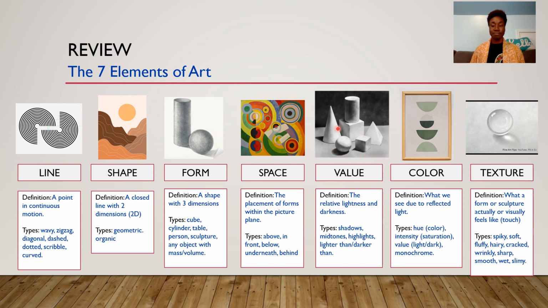Then you have color. The hue of this is green, which is the name of the color. The intensity is not very intense, which is the saturation of the color. And then you have the value, the light green and dark green. This piece is monochrome, which means it's all one color. And here you have texture. It gives me the illusion that I can touch this and it will feel smooth. Here you go. Line, shape, form, space, value, color, and texture. These are your 7 elements of art.